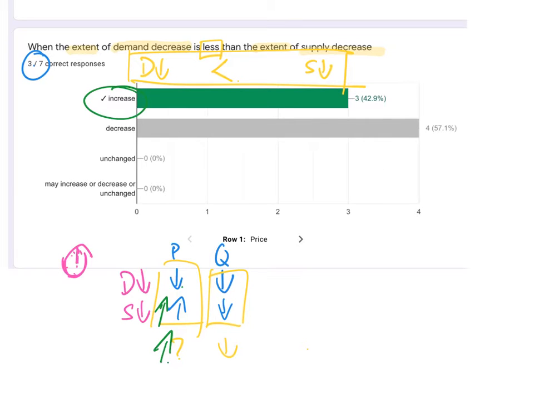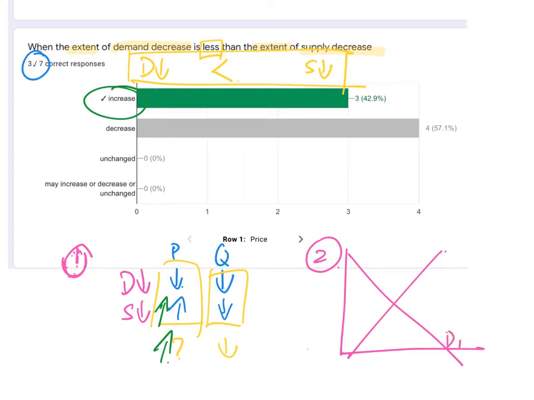But we can do it another way using a diagram. This time we don't need to draw two diagrams, because the question tells us which has a bigger extent. So we can simply use the information we have. The demand increases, but to a smaller extent. So we have a smaller gap for D2. We have a bigger gap for the supply decrease. That is S2.